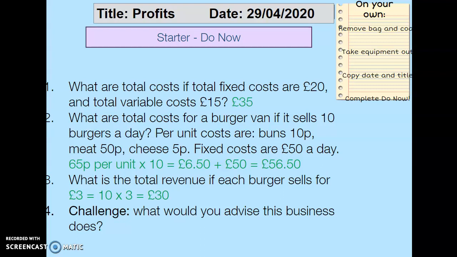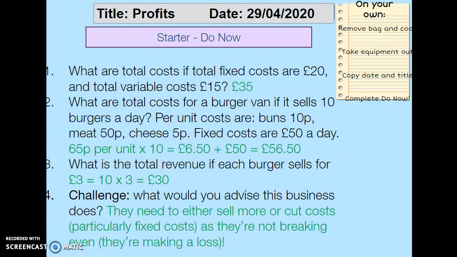Okay, so I said here that, in my opinion, what this business really needs to start thinking about is to either sell more, okay, so sell more than just 10 burgers per day, try selling about 20, 30, 50, as many as possible, and they can probably do that by, I don't know, maybe changing the location where their van is. Maybe they're situated in an area in London where there aren't that many people that like burgers, or maybe start advertising more or something, okay?